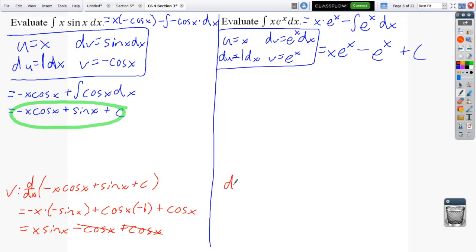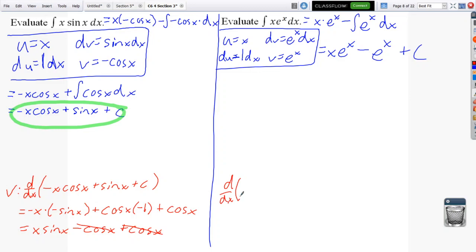So down here, d/dx of x e to the x minus e to the x plus c. Again, we know the plus c is going to cancel out. I have left d right plus right d left, minus the derivative of e to the x, which is e to the x. Oh, hey, it looks like those cross off. And I'm left with x e to the x, which is my original integrand. So it matches. We good.